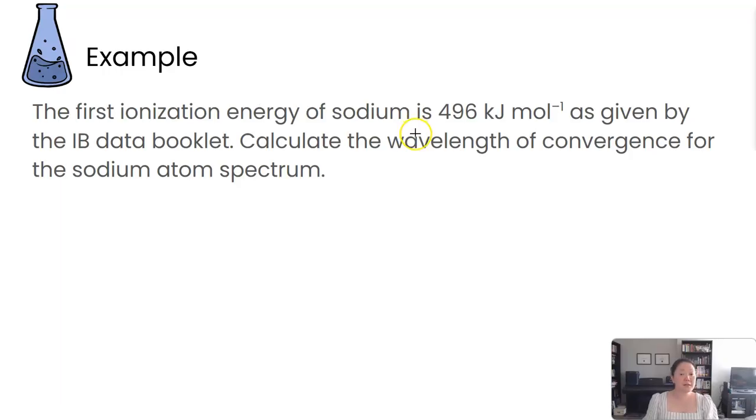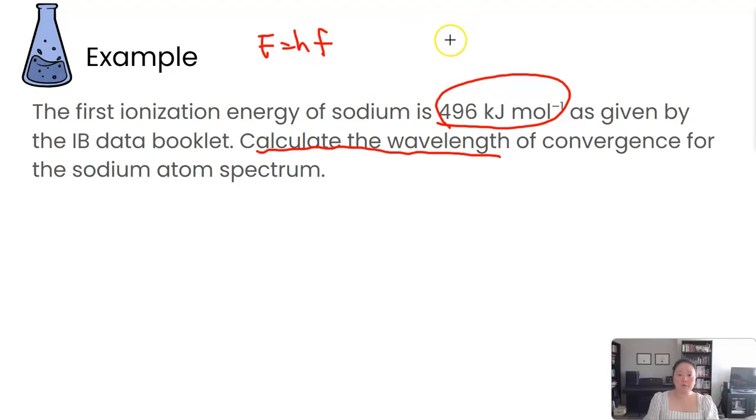Alright, so the question is asking, when you are given this energy, calculate the wavelength of convergence for the sodium atom spectrum. So we're going from energy to wavelength. The two equations that we know of are E equals hf, and also c equals f lambda. We are given this particular value, and it will give us frequency, but frequency is not what the question wants. It wants wavelength, so we're going to need to use this second equation to get that lambda value.